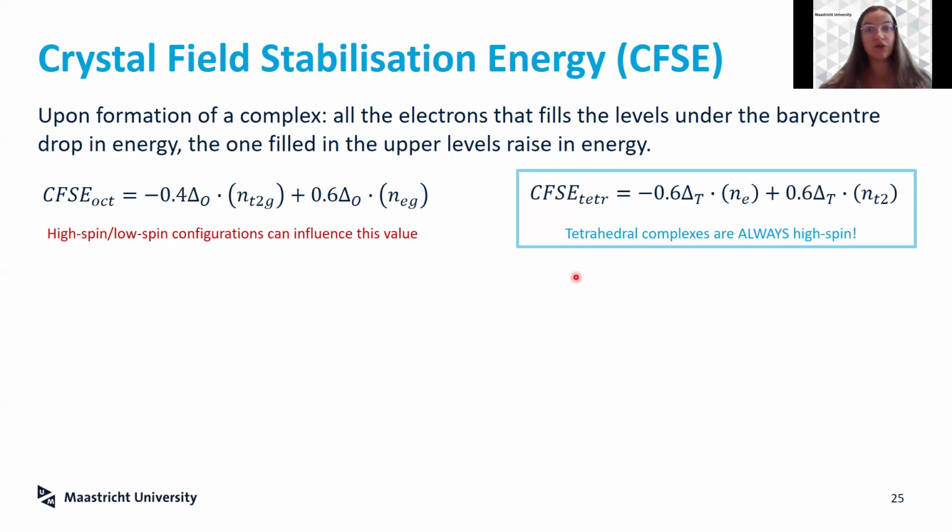And you put the number of electrons. Obviously, if you have no electrons in, then whatever. Can we have some examples of this?